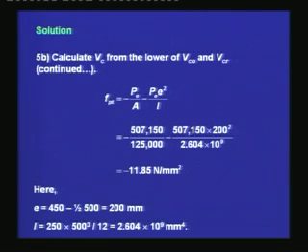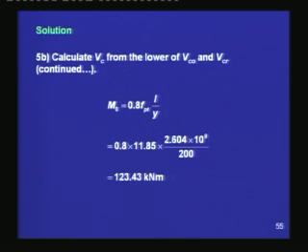Here e has been estimated as the depth of the pre-stressing steel minus the depth of the CGC. 450 minus half of 500 gives 200 millimeters, and I is equal to bd cube divided by 12, which is 2.604 times 10 to the power 9 millimeter to the power 4. The value of M0 is equal to 0.8 times fpt times I by y, and once we substitute the value of fpt, I and y, we get M0 is equal to 123.43 kilonewton meters.